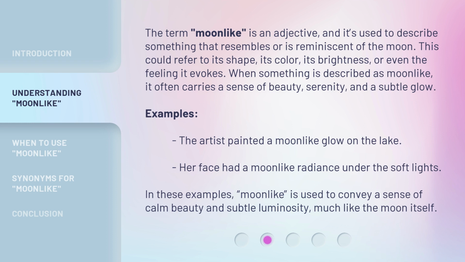Examples: The artist painted a moonlike glow on the lake. Her face had a moonlike radiance under the soft lights. In these examples, moonlike is used to convey a sense of calm beauty and subtle luminosity, much like the moon itself.